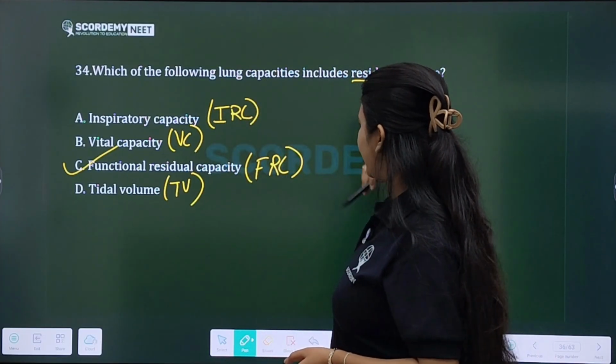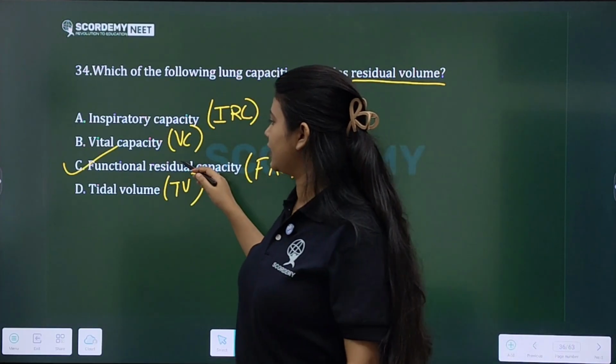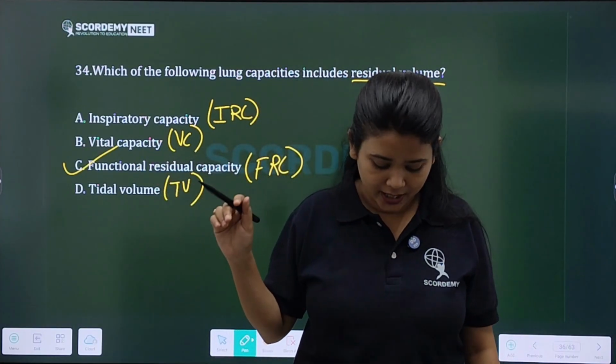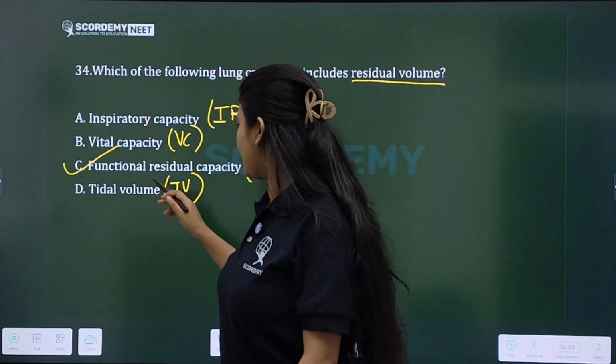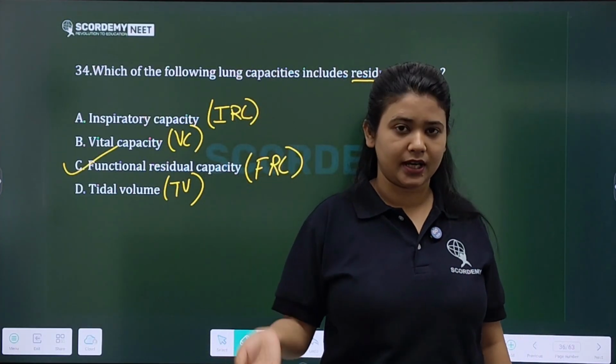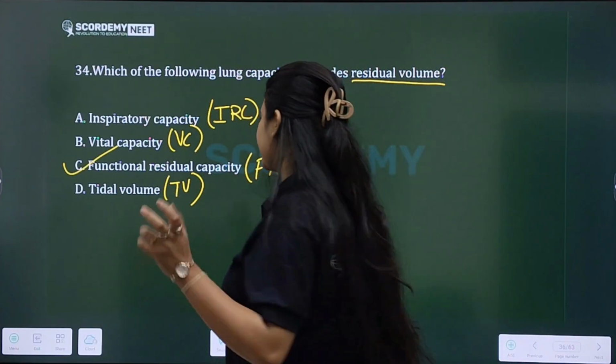Functional residual capacity has residual volume. Functional residual capacity is nothing but the air remaining in your lungs after normal expiration. Functional residual capacity is the air remaining in your lungs after your normal expiration. This was your answer.